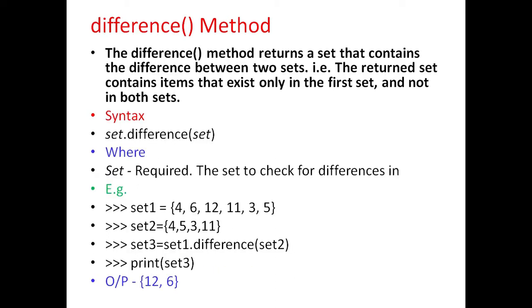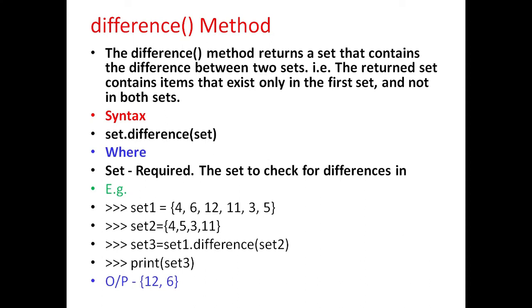Next is the difference method. The difference method returns a set that contains the difference between two sets. That is, the returned set contains items that exist only in the first set and not in both sets. The general syntax is set.difference(set), where set is a required parameter which is used to check for differences in the set. For example, if set1 is defined with elements 4, 6, 12, 11, 3 and 5, and set2 is defined with elements 4, 5, 3, 11, and we assign set3 equal to set1.difference(set2), it will give the output 12 and 6, since 12 and 6 are the different elements within the two sets.